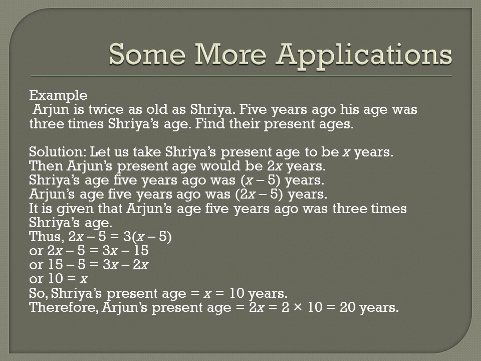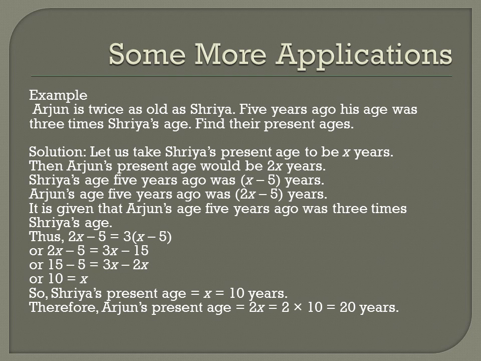Today, let us study some more application questions. One example. Arjun is twice as old as Shriya. 5 years ago, his age was 3 times Shriya's age. Find their present ages. Let us take Shriya's present age to be x years. Why have we chosen Shriya's age as x? Because Arjun's age is compared with Shriya's age. Shriya's age is the independent variable there. Therefore, Shriya's age can be taken as x.